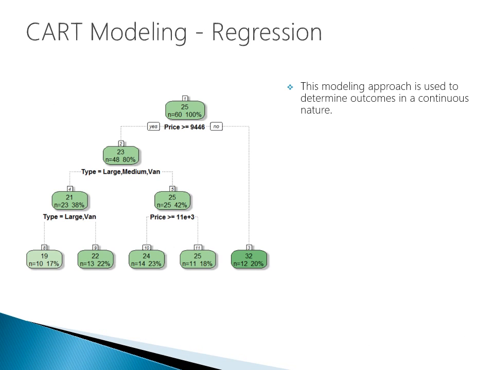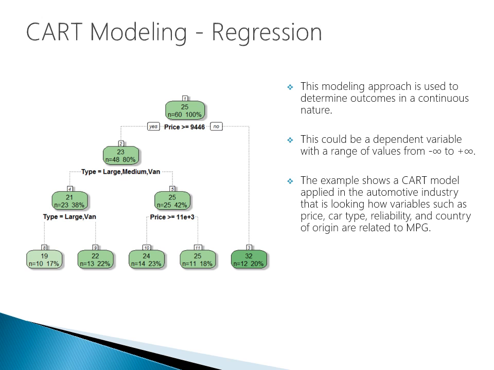A different type of CART model and approach is used to determine outcomes that are in continuous nature. This could be a dependent variable with a range of values from negative infinity to positive infinity. The example here shows a CART model being applied in the automotive industry. And this model is looking at how variables such as price, car type, reliability, and country of origin are related to miles per gallon.